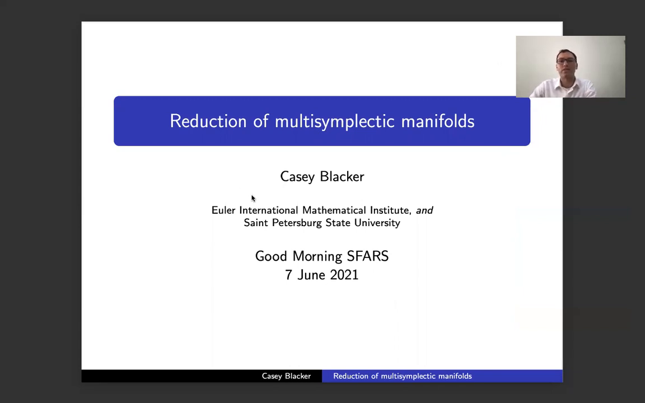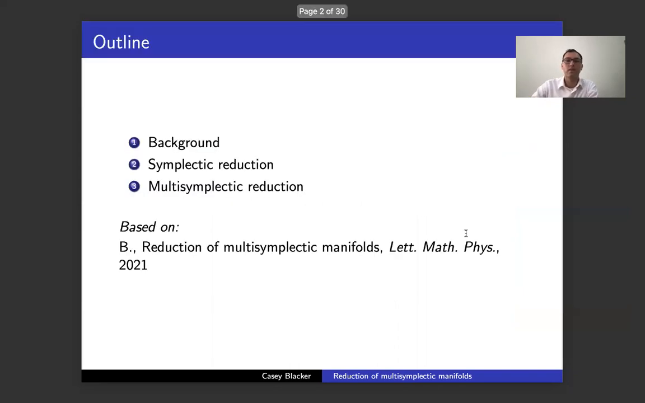Today I'm going to talk about reduction of multisymplectic manifolds. What I'd like to do in this very brief talk is, first, to give just a tiny bit of background on the question and some of the material. Second, to describe and outline the classical symplectic reduction theorem. And third and lastly, to explain my proposed extension of the classical symplectic reduction theorem to the multisymplectic context.